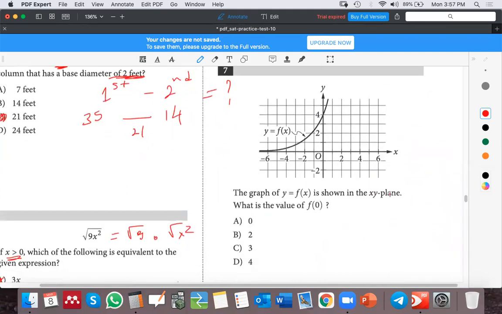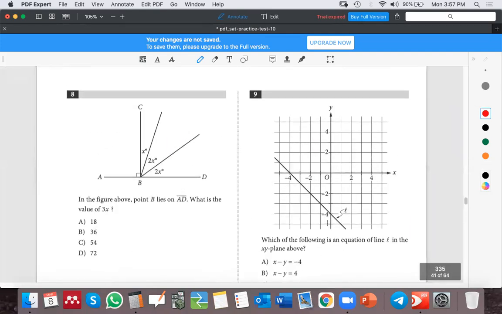Question number 7. The graph is given. What is f of 0? Oh my God, so simple. f of 0, what does it mean? When x is 0, what is y? Look at x is 0 here. When x is 0, what is y? Let's go up. What is that? 4. That's it, finished. Okay?